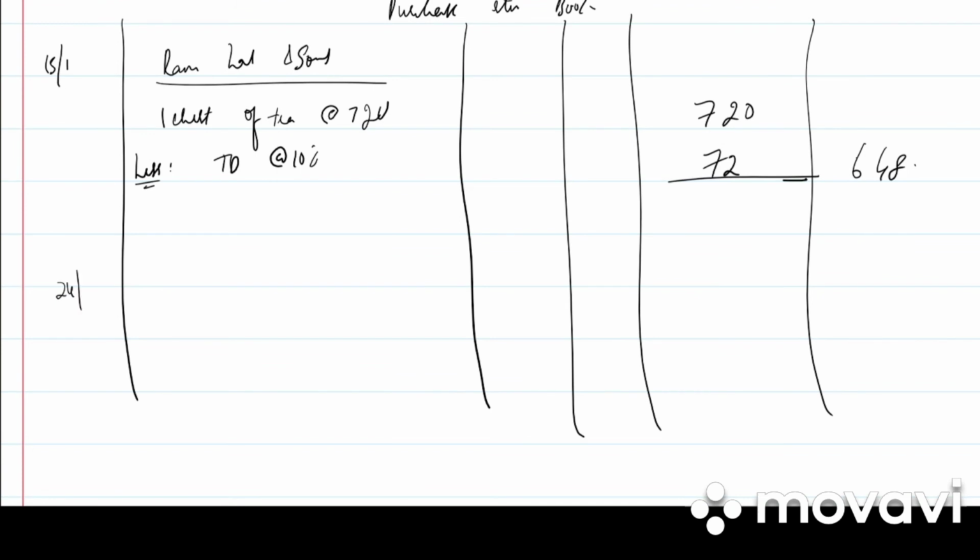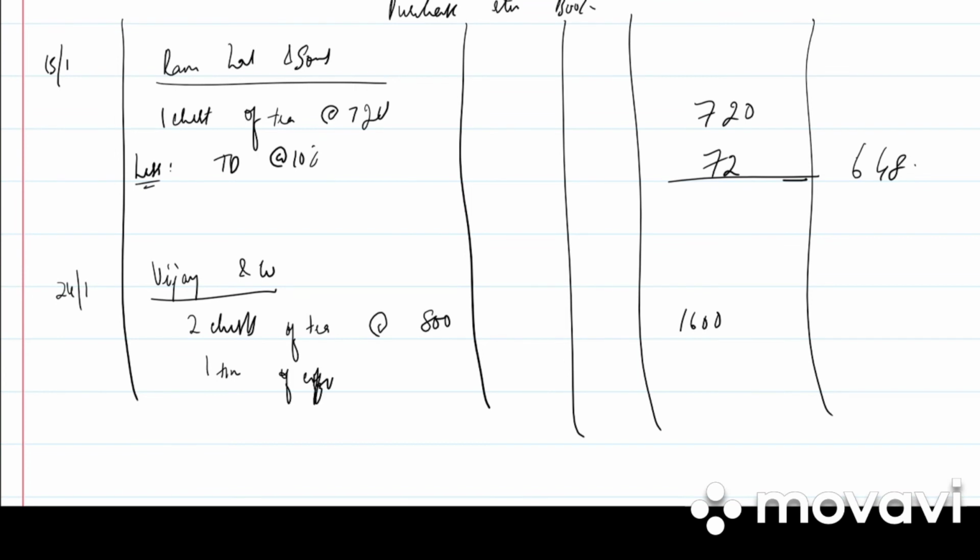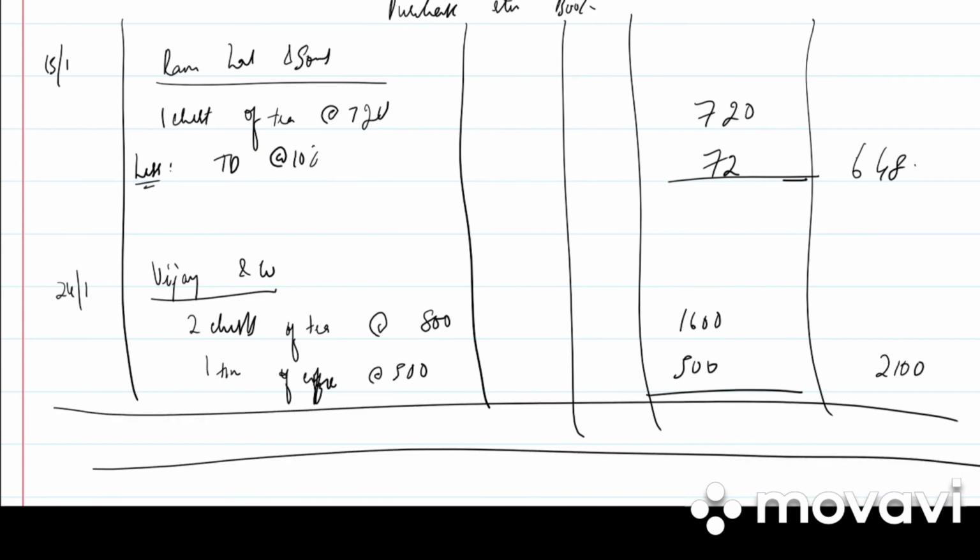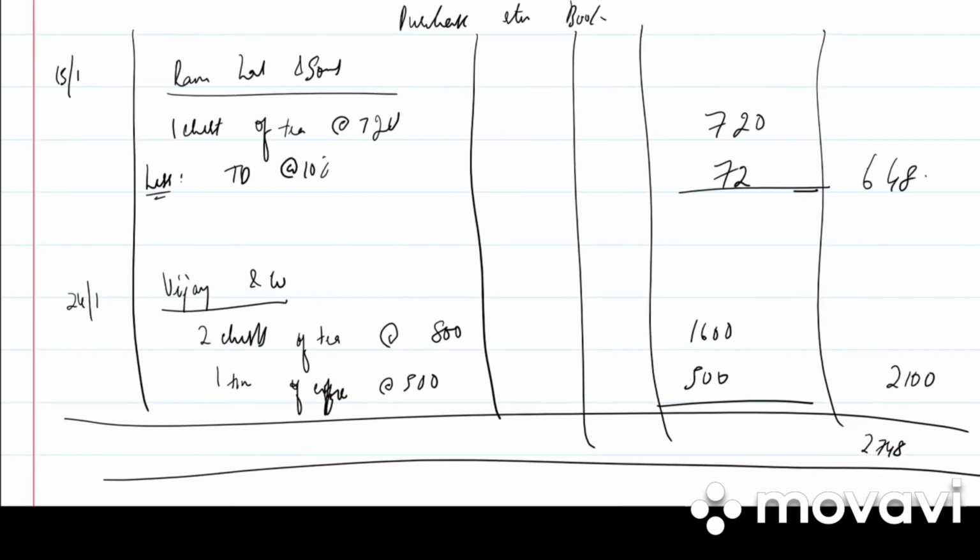Then on 24th Jan we have Vijay and Co. 2 chests of tea at 800. 800 into 2, 1,600. 1 tin of coffee at 500. So we get 2,100. What is the total? It is 2,748.